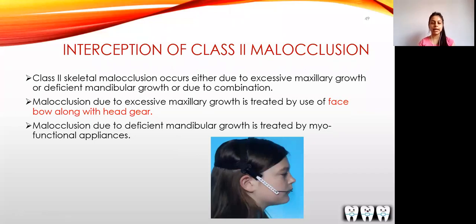Class 2 skeletal malocclusion occurs either due to excessive maxillary growth or maxillary prognathism, or deficient mandibular growth or mandibular retrognathism. Malocclusion due to excessive maxillary growth is treated by the use of a face bow along with headgear. The headgear consists of an outer bow, inner bow, force element, and anchor unit. It helps to restrict the forward and downward growth of the maxilla and helps in treating the malocclusion. Malocclusion due to deficient mandibular growth is treated by the use of myofunctional appliances.